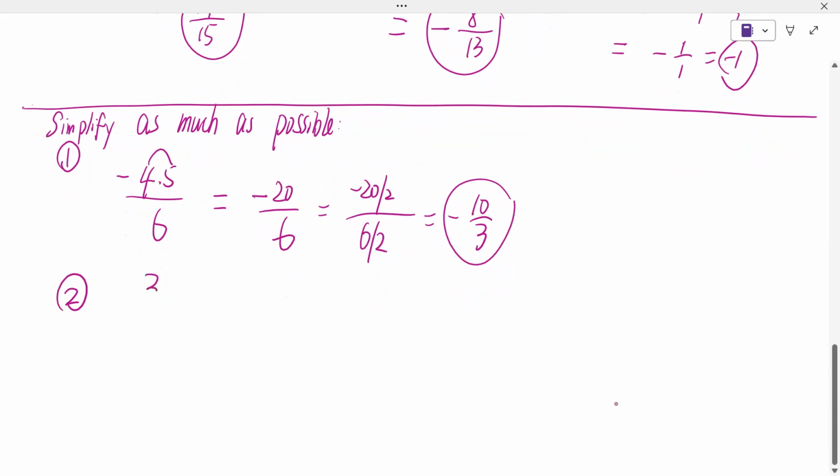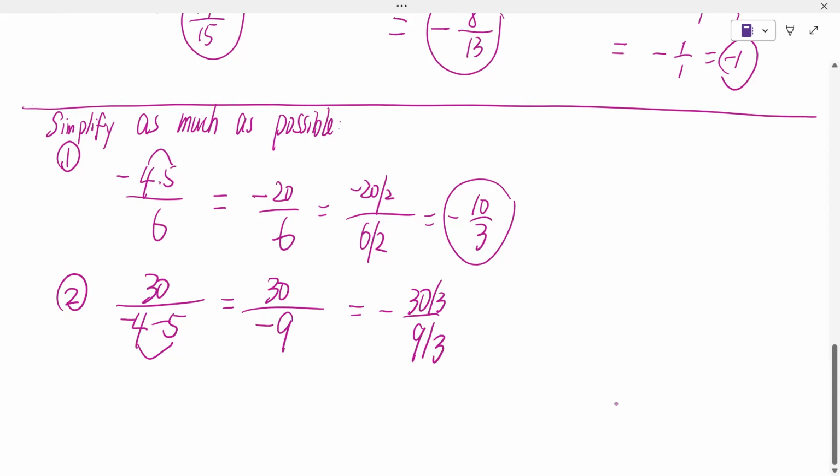Let's say we got 30 over minus 4 minus 5 on the bottom. So 30 over minus 4 minus 5. Keep the sign. Add those two numbers. So 4 plus 5 is 9. Now both of them could be reduced by 3, right? So reduce 30 by 3, and reduce 9 by 3. And then it's minus 10 over 3.